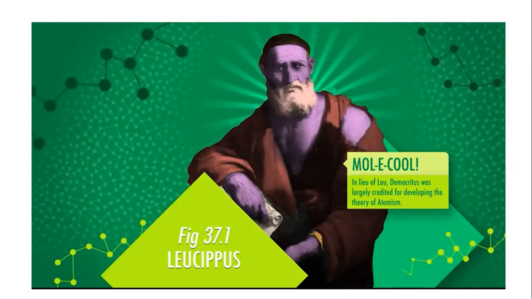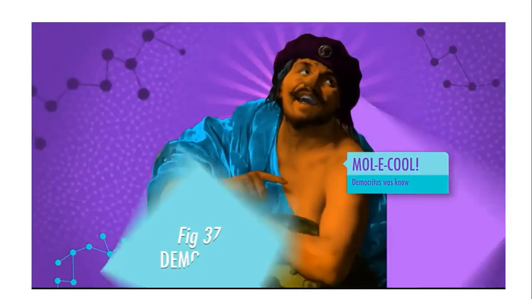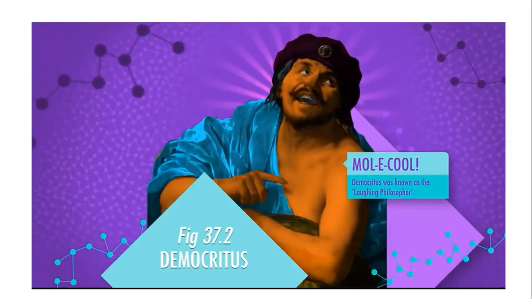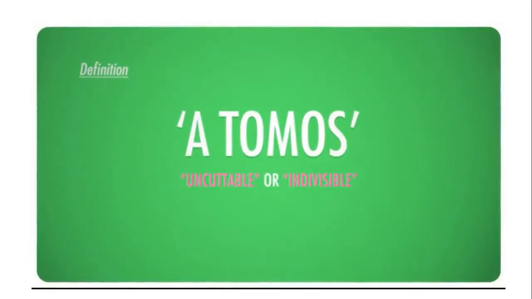That's when Greek philosopher Leucippus and his pupil Democritus first came up with the idea that matter is composed of tiny particles. No one knows how they developed this concept, but they didn't think the particles were particularly special. They just thought that if you cut something in half enough times, eventually you'll reach a particle that can't be cut anymore. They gave these particles the name atomos, which means uncuttable or indivisible.